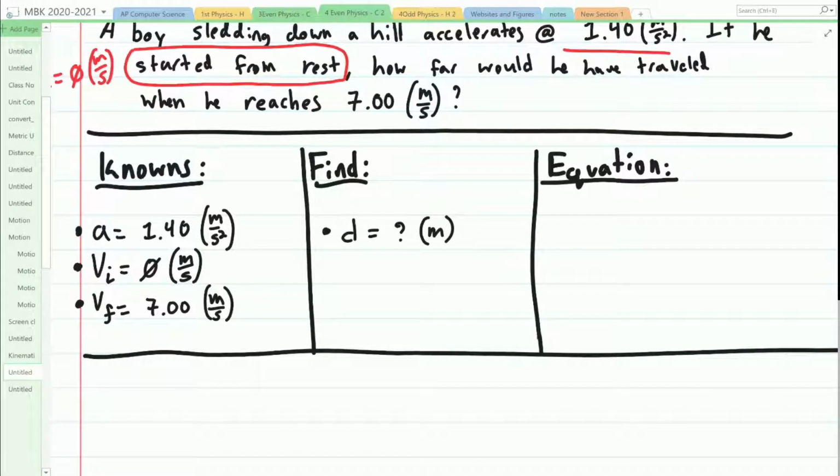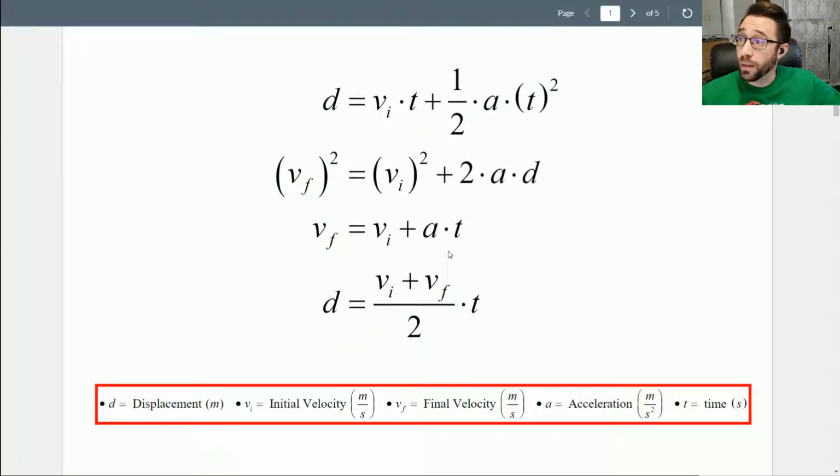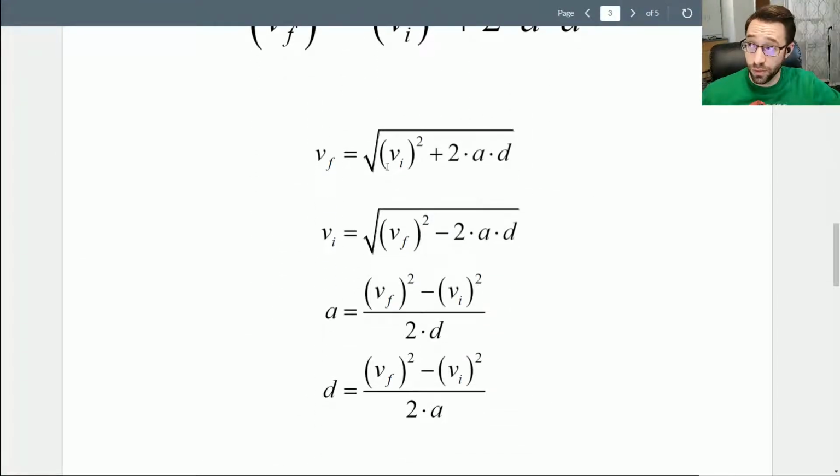So we have to find displacement while we are given acceleration, initial velocity, and final velocity. Should sound kind of familiar, right? So if I look back here, I need to find the distance when I'm given acceleration, initial velocity, and final velocity. So we're going to use the same equation because everything else has time and we don't know anything about time. Okay? So if I scroll down, this is the page where I've solved everything for each variable.